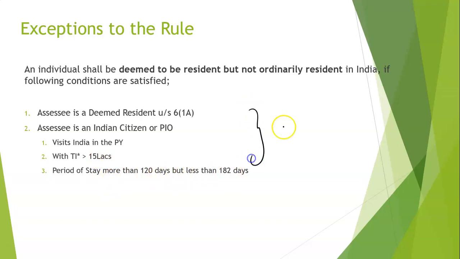So who are these assessees? These are assessees as per the Finance Act of 2020. Now the only additional mention here is this. The period of stay should be more than 120. Let's say period of stay is X. Period of stay is more than or equal to 120 but less than 182. This less than 182 is new here.